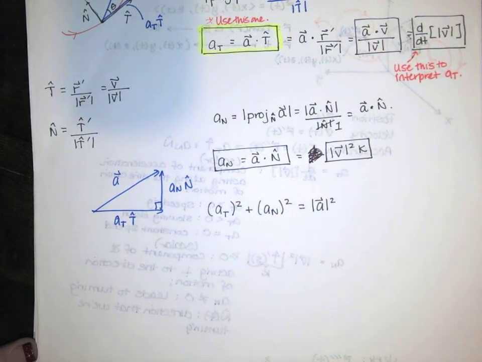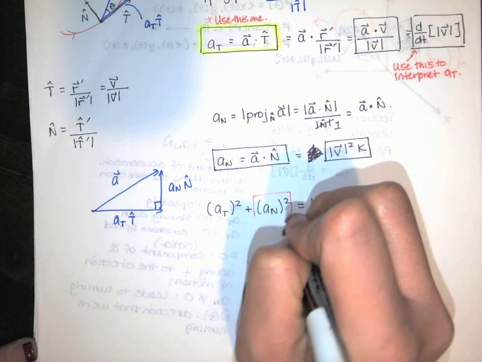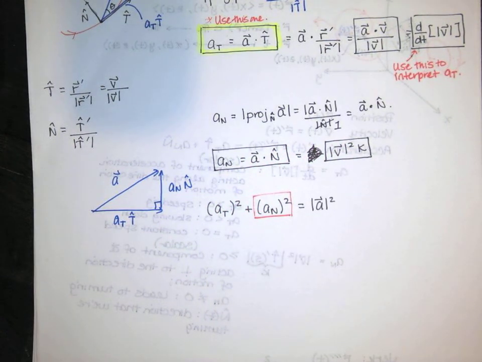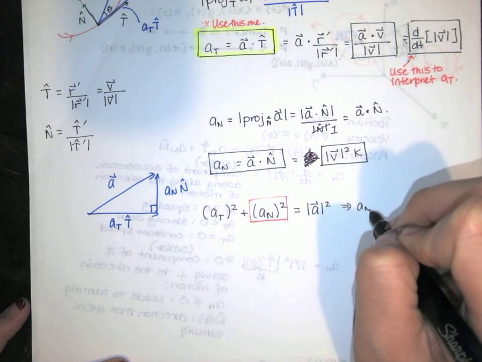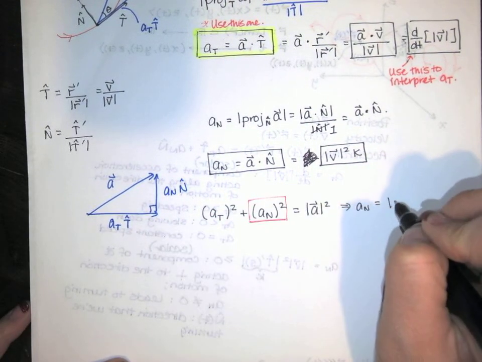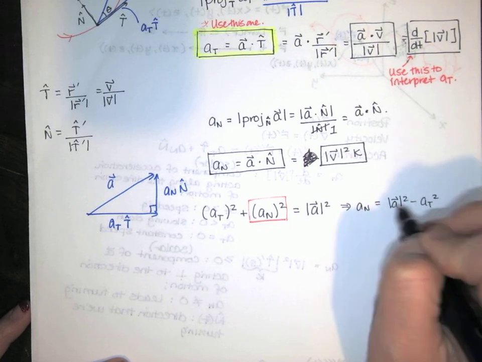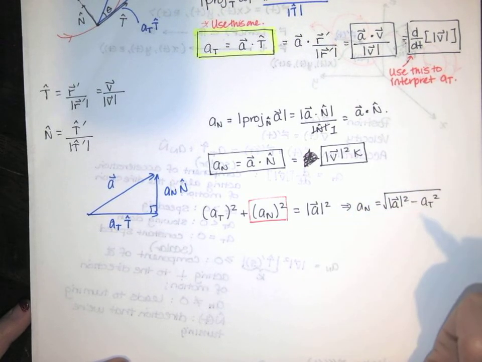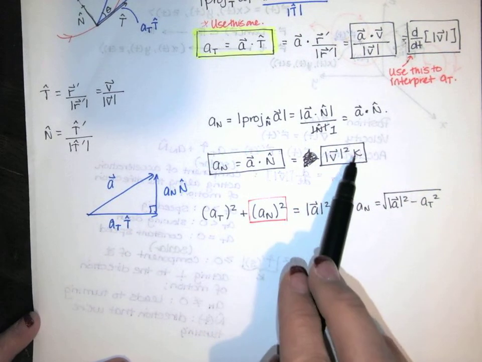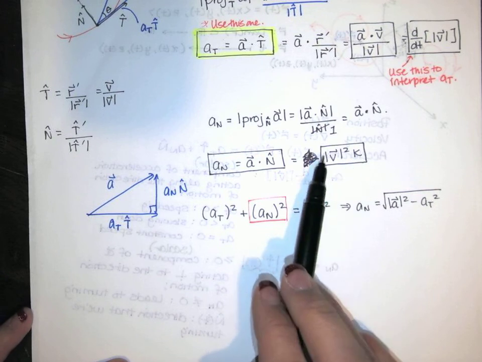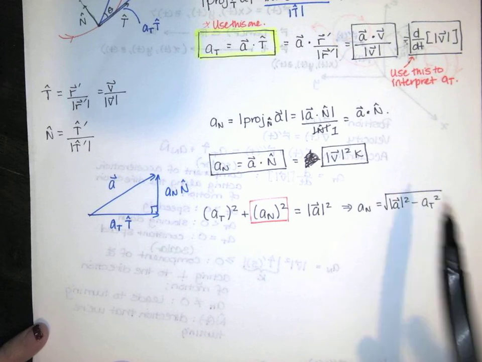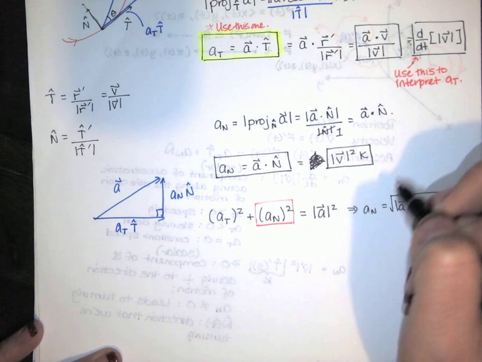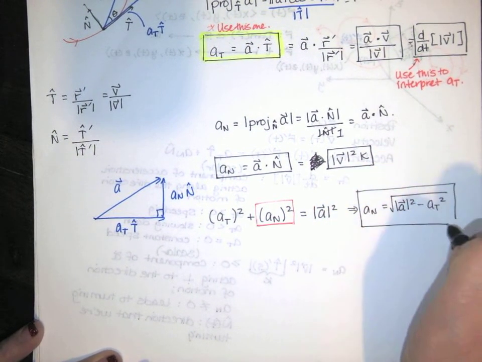We assume this is known, and we assume this is known. So the unknown here is a sub n squared. So I can use this equation to solve for a sub n, just subtracting a sub t squared from both sides, and then taking the square root. And a sub n was always positive except for when it was 0 because of this definition here. Curvature is always non-negative. The speed squared is always non-negative. So this is always a positive number. So that means this is always a positive number. And that's the third formula for a sub n.